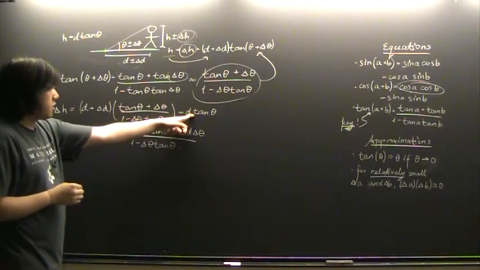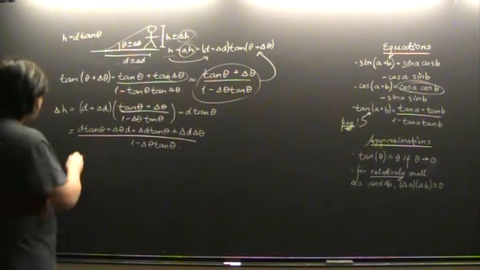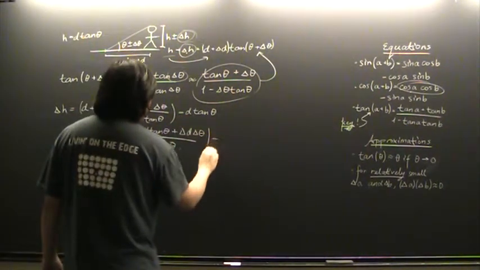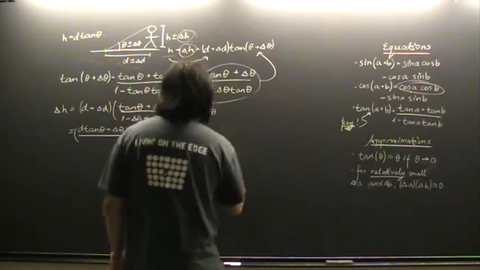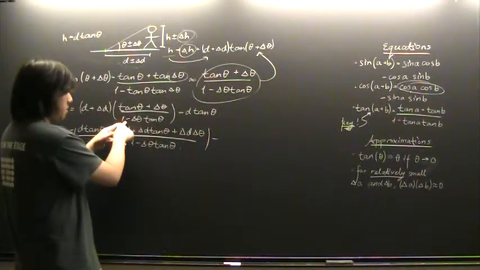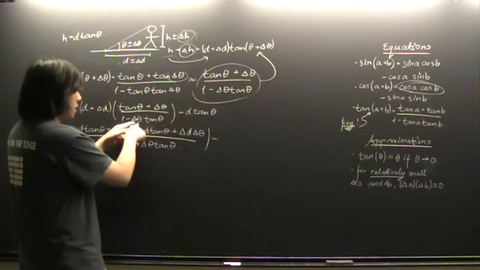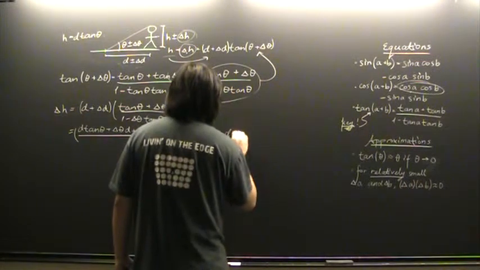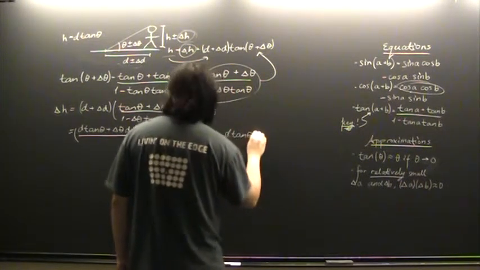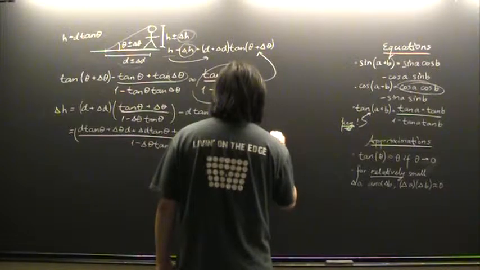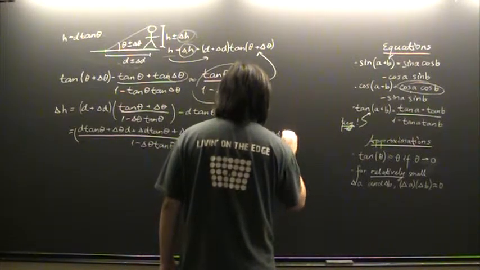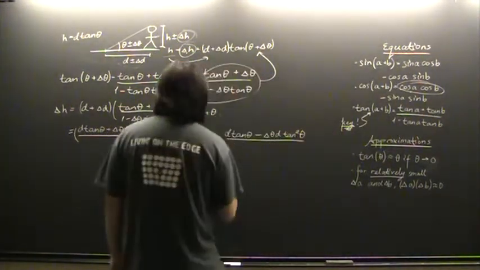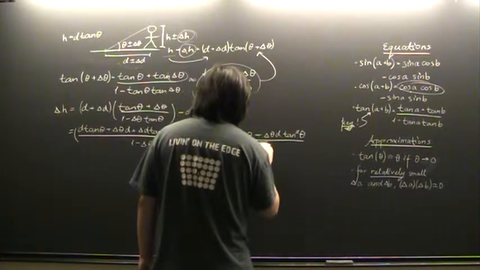If we want to combine this term in with this term, we're going to have to multiply this numerator by this denominator. So that will give us a d tan theta on top and a d delta theta tangent squared of theta, all over the same denominator, 1 minus delta theta tangent of theta.